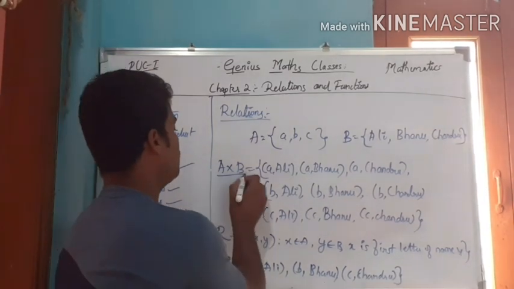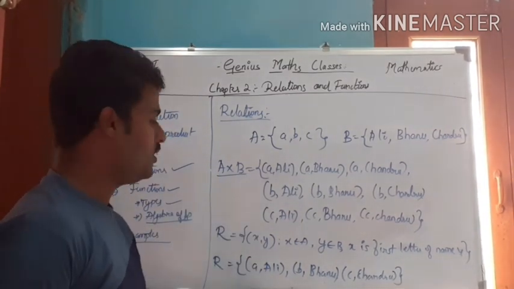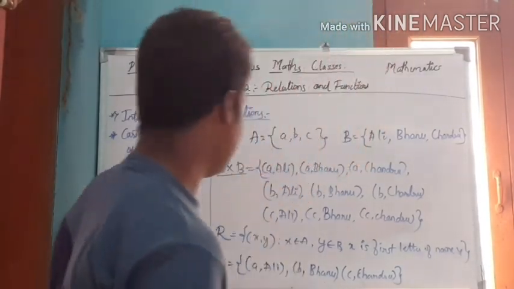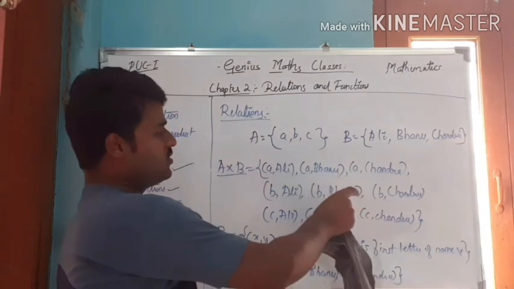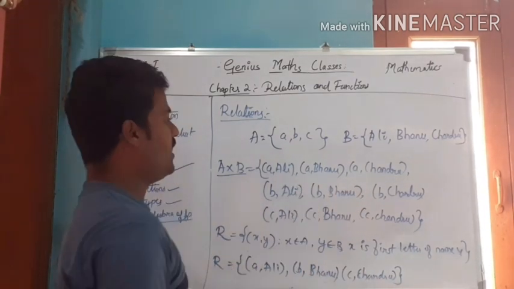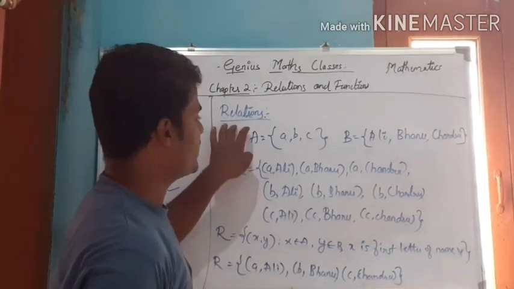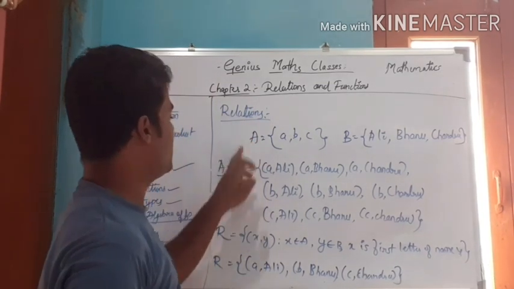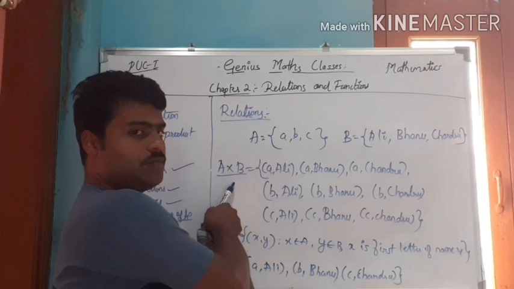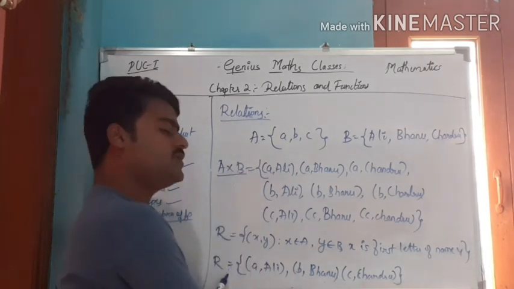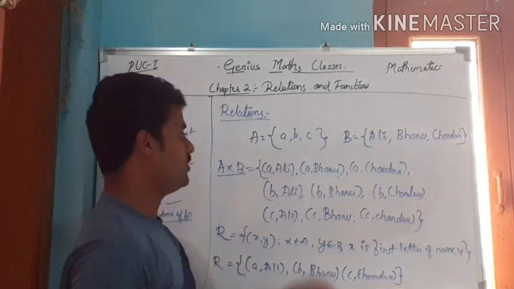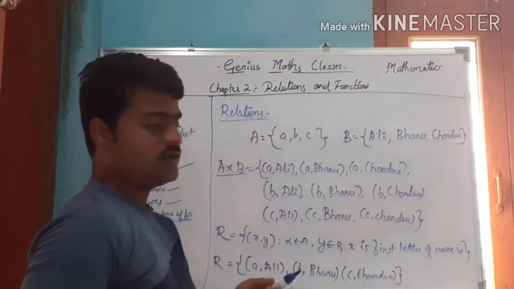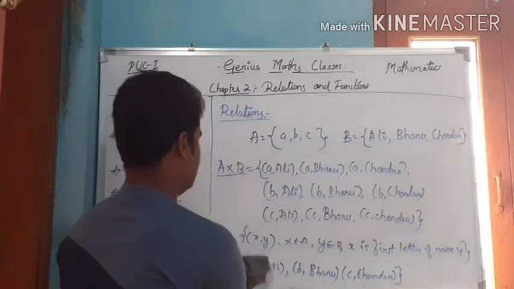So now we have to define the relation. Using this concept, I understand that a relation can be obtained from the Cartesian product, right? Relation can be obtained from the Cartesian product. That is why a relation is always a subset. Using this, I have to define the relation.